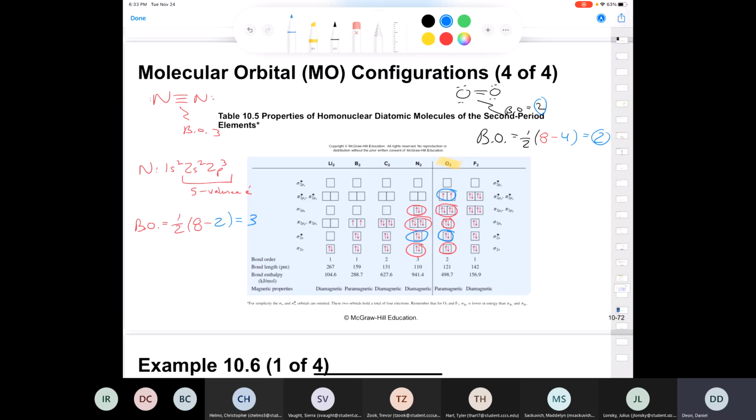It has a double bond, but look, we've got 2 unpaired electrons in the pi star 2py and the pi star 2pz orbital. These unpaired electrons explain why it is paramagnetic. And that's one of the things that shows the prowess, I guess, of molecular orbital theory.